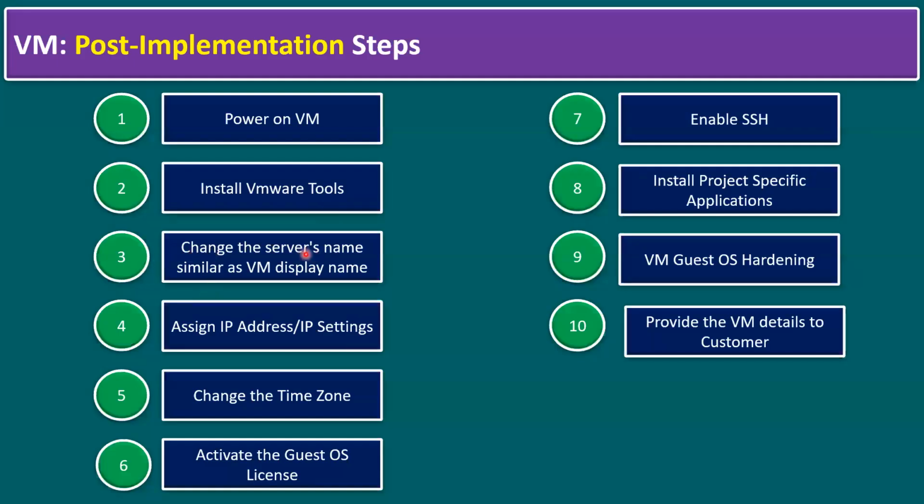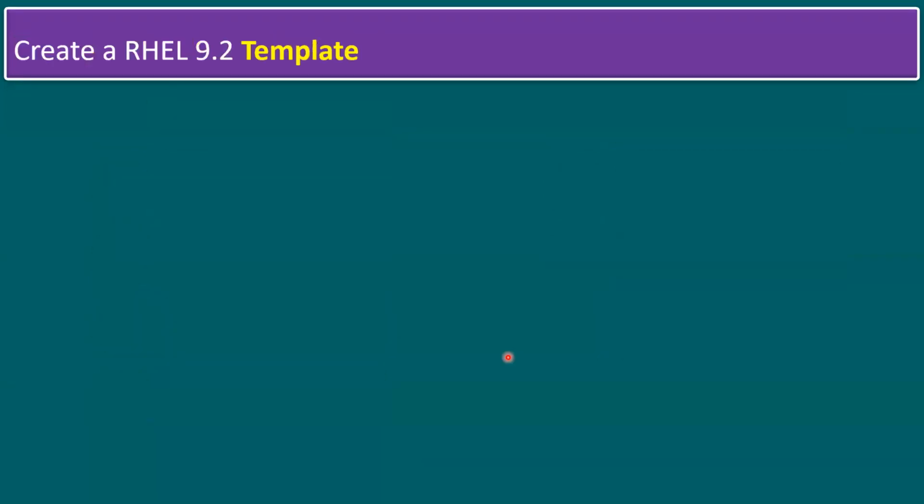Okay, change the server name similar to the VM display name, and the IP address we assigned. Time zone also Singapore time zone, and license we just keep as without subscription. We are just doing this because it's a lab system, but in the production environment we need to enable a Red Hat Enterprise Linux subscription, and SSH also we already enabled. Okay, so let's talk about another point.